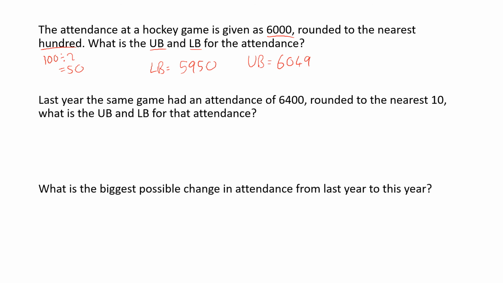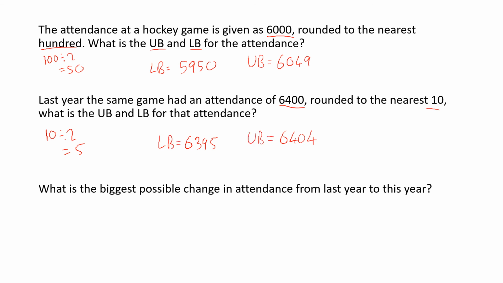Last year the same game had an attendance of 6,400 to the nearest 10. So for the upper and lower bound there, again, we'll do 10 divided by 2, which is 5. Add it on to get our upper bound, 6404. Remember, it can't be a decimal. And 6395. So our lower bound was 6395, our upper bound was 6404.